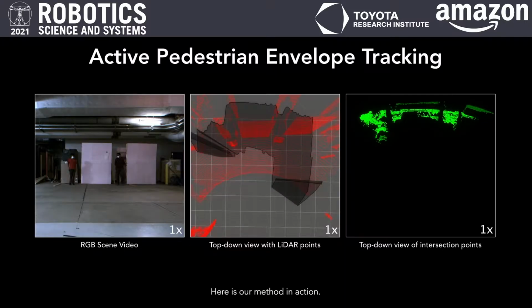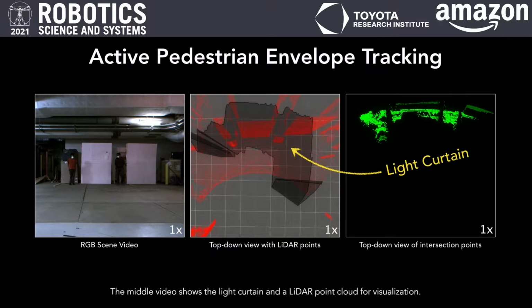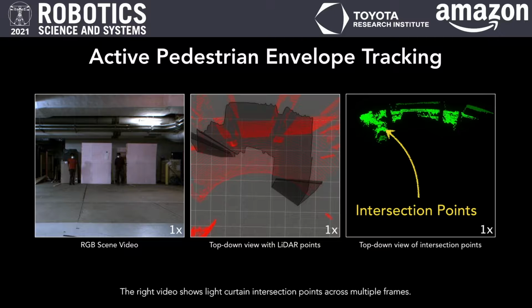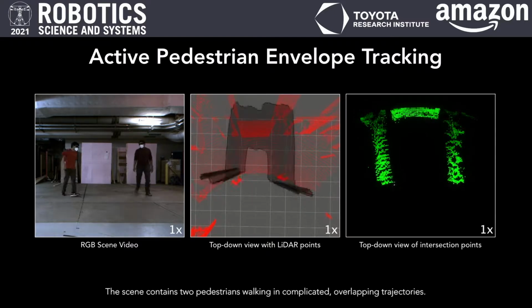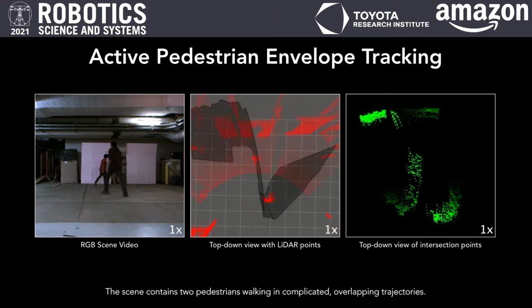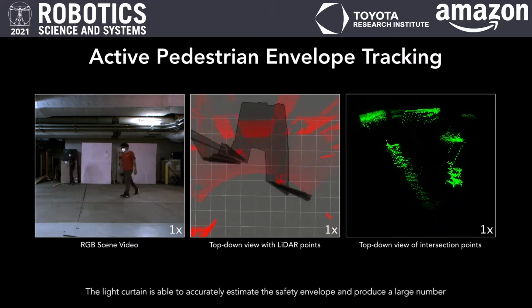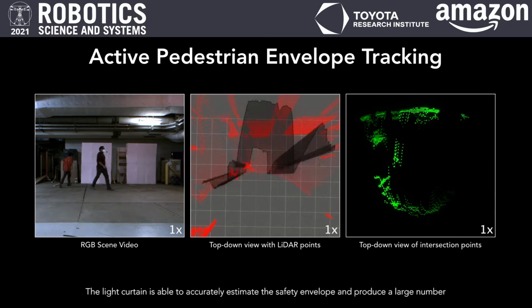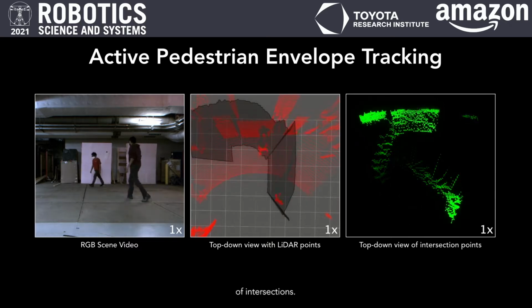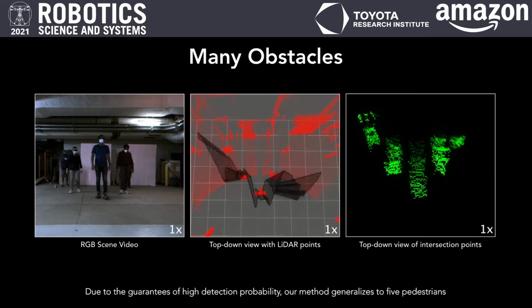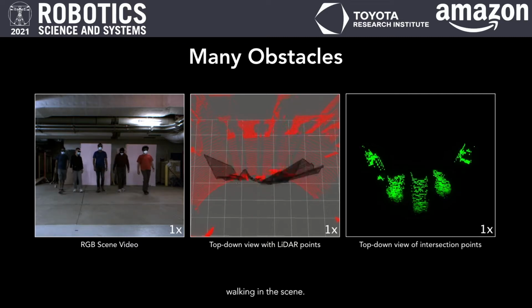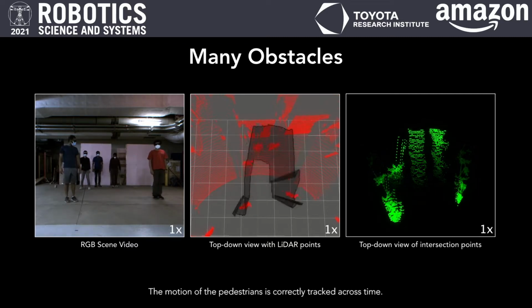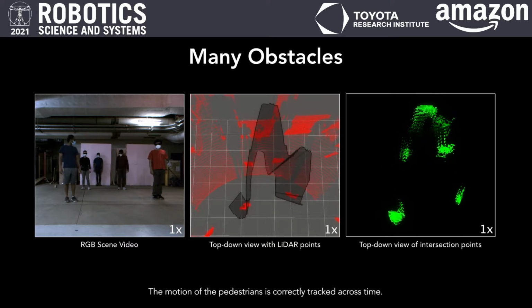Here's our method in action. The middle video shows the light curtain and a LiDAR point cloud for visualization. The right video shows light curtain intersection points across multiple frames. The scene contains two pedestrians walking in complicated, overlapping trajectories. The light curtain is able to accurately estimate the safety envelope and produce a large number of intersections. Due to the guarantees of high detection probability, our method generalizes to 5 pedestrians walking in the scene. The motion of the pedestrians is correctly tracked across time.